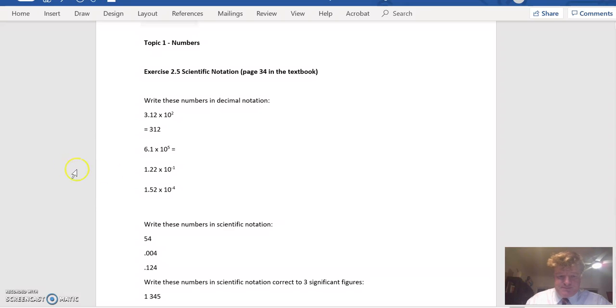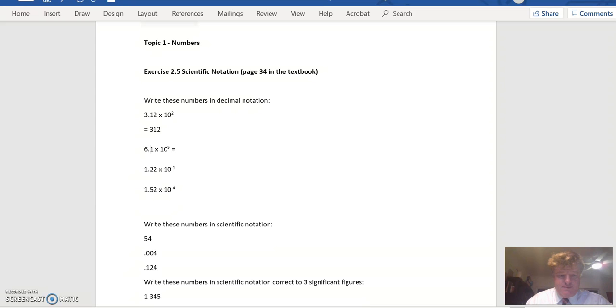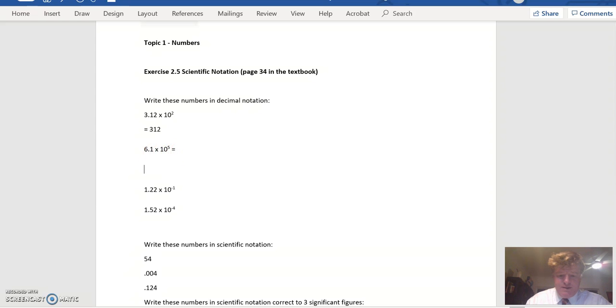Similarly for this one, 6.1 by 10 to the 5. We're going to have to move the decimal place. If we make it 61, that's 1 space, 2, 3, 4, 5. So our number is 610,000. If we want to check it, we can move the decimal places back and check that it's by 10 to the 5. We go 1, 2, 3, 4, 5. We get 6.1 by 10 to the 5.